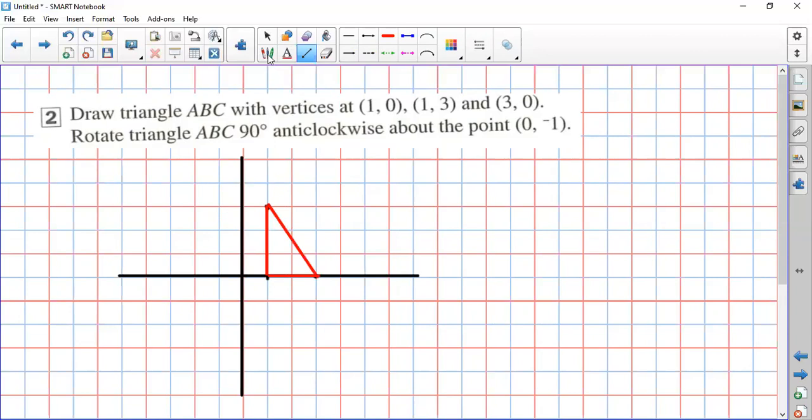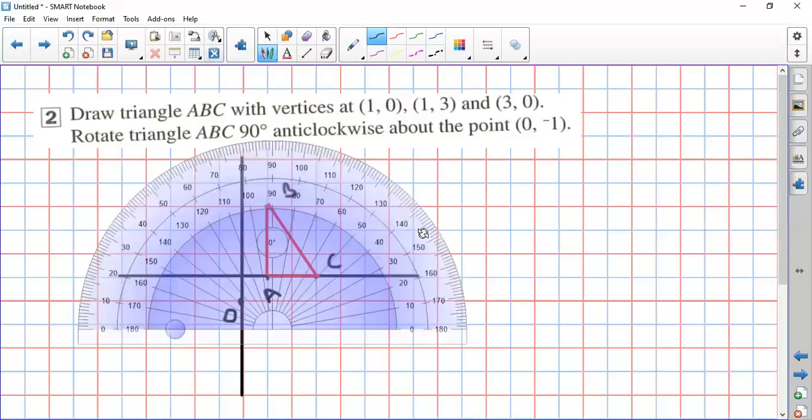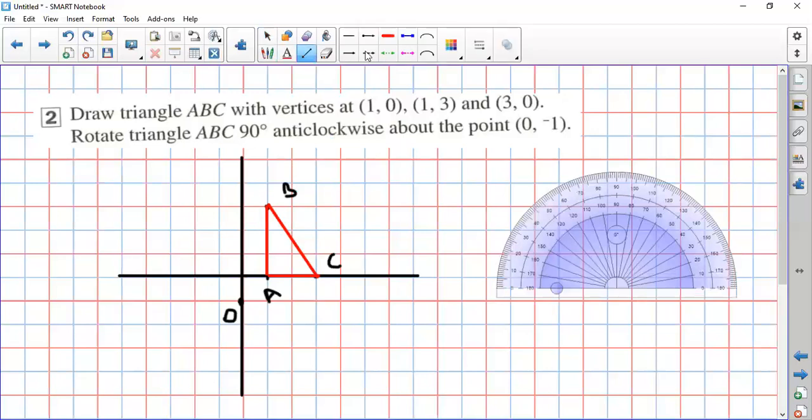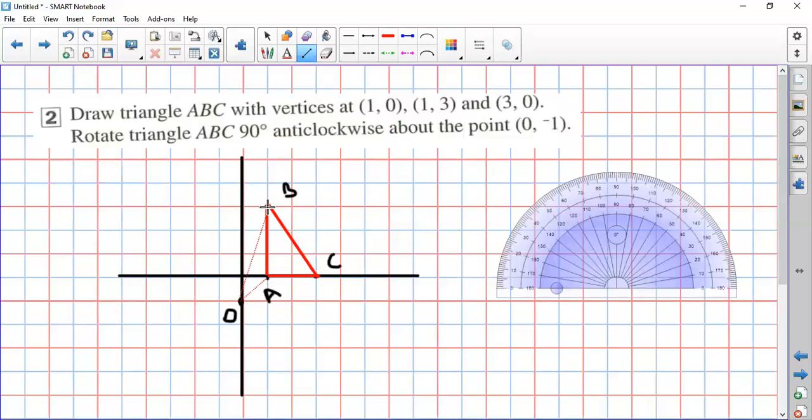Rotate 90 degrees about the point (0, -1). So (0, -1) is this point here. Okay, let's say this one will be the point O of rotation. And here I have A, B, and C. Again, we'll need the protractor to measure the angles. Okay, but before coming to this one, I will draw some lines which will help me to measure the angles. So I will have to draw these lines, from OA, OB, and OC. The direction is anti-clockwise, it means I have to measure the angles in this direction, or I have to see the movement in this direction.